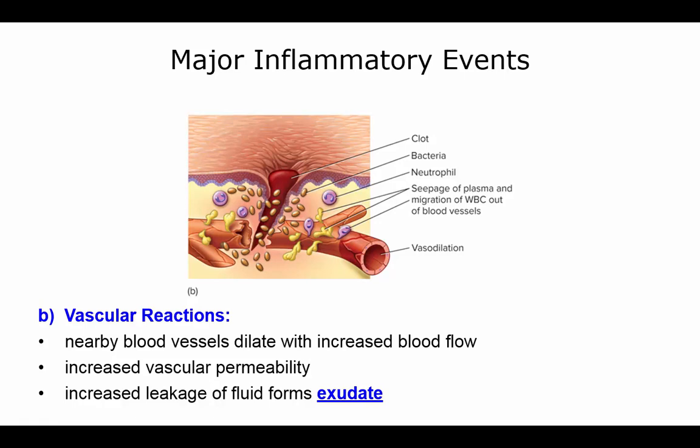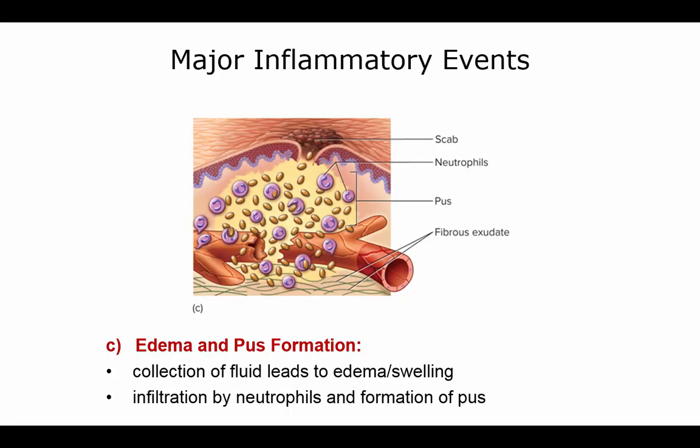And that makes the vessels more permeable, and they will leak fluids, and that forms what's called exudate, which is just the plasma that escapes from the small vessels into the tissues. Then you have a collection of fluids that will lead to edema or swelling. Now, if it's a clear exudate, it's called serum. But if it has been infiltrated by neutrophils, it'll form pus, which is white blood cells, microbes, and debris from the phagocytes.